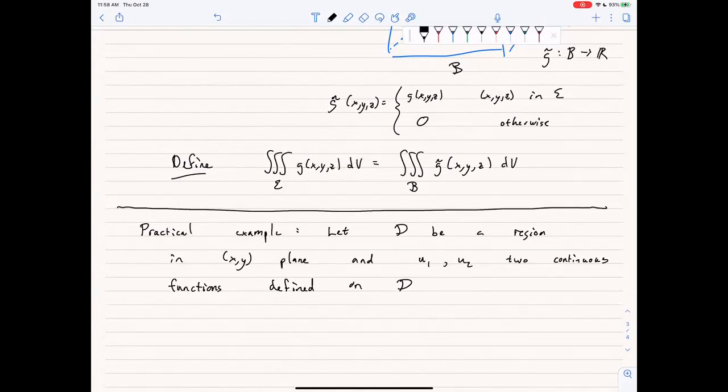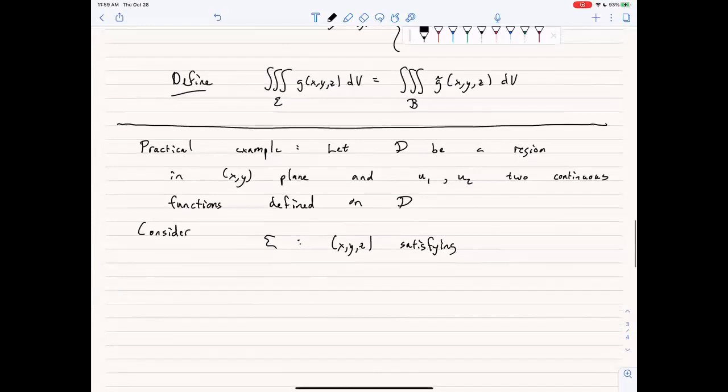So let's consider the region E in 3 dimensions, which satisfies, it's all (x, y, z) satisfying, well, (x, y) is going to be in my domain D in the plane. And z is bounded by these 2 functions. So it's basically z is trapped. So we're looking at the region between the graphs of these 2 functions over the region D.